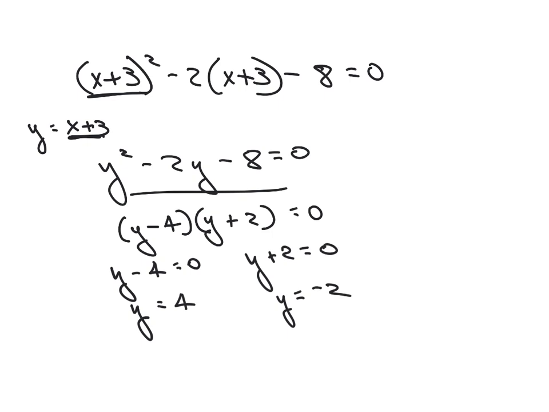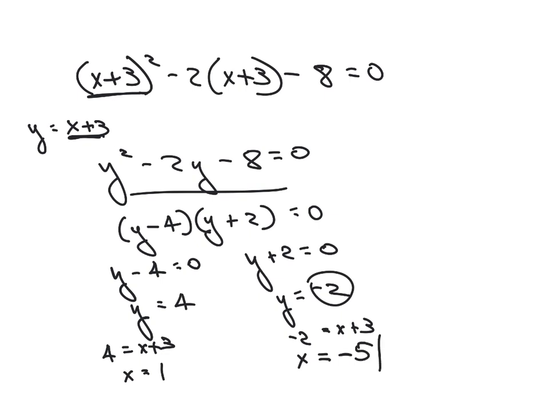So if y equals 4, then I can put a 4 in place of this y, right? Because that's what y is equal to. So let's do that. So I'm going to put a 4 in for y and say that equals x plus 3. Subtract 3 from both sides, I get x equals 1. Over here, I'm going to put negative 2 in, so negative 2 equals x plus 3. I am going to subtract 3 from both sides, and therefore I'm going to get x equals negative 5. So notice what I did here.